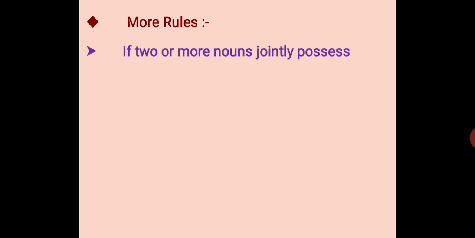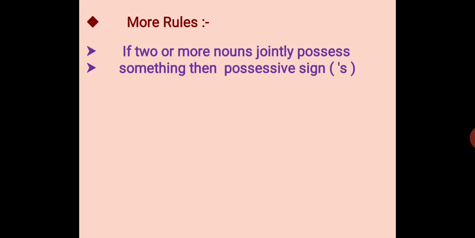The next rule is, if two or more nouns jointly possess something, then the possessive sign apostrophe s is put on the second noun only. Meaning in the sentence, if there is more than one noun, we use apostrophe s only on the last noun. If there are two nouns, we use it on the second noun.